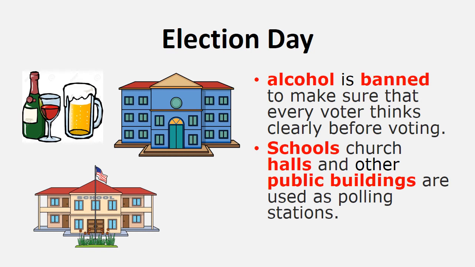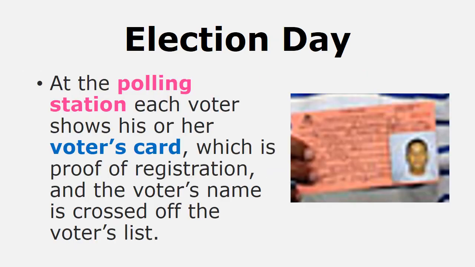On election day, alcohol is banned to make sure that every voter thinks clearly before voting. Schools, church halls, and other public buildings are used as polling stations. At the polling station, every voter shows his or her voter's card, which is proof of registration, and the voter's name is crossed off the voters list.